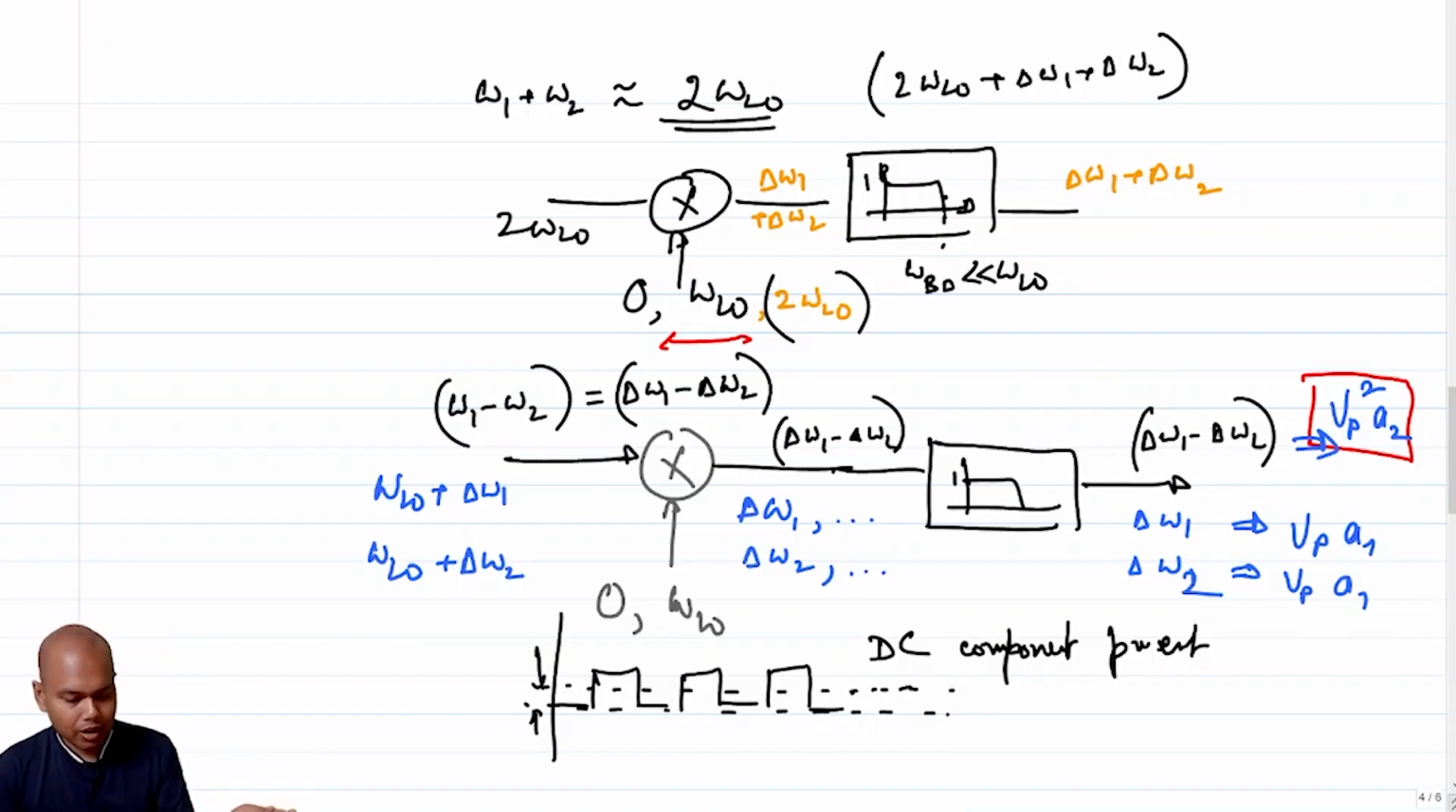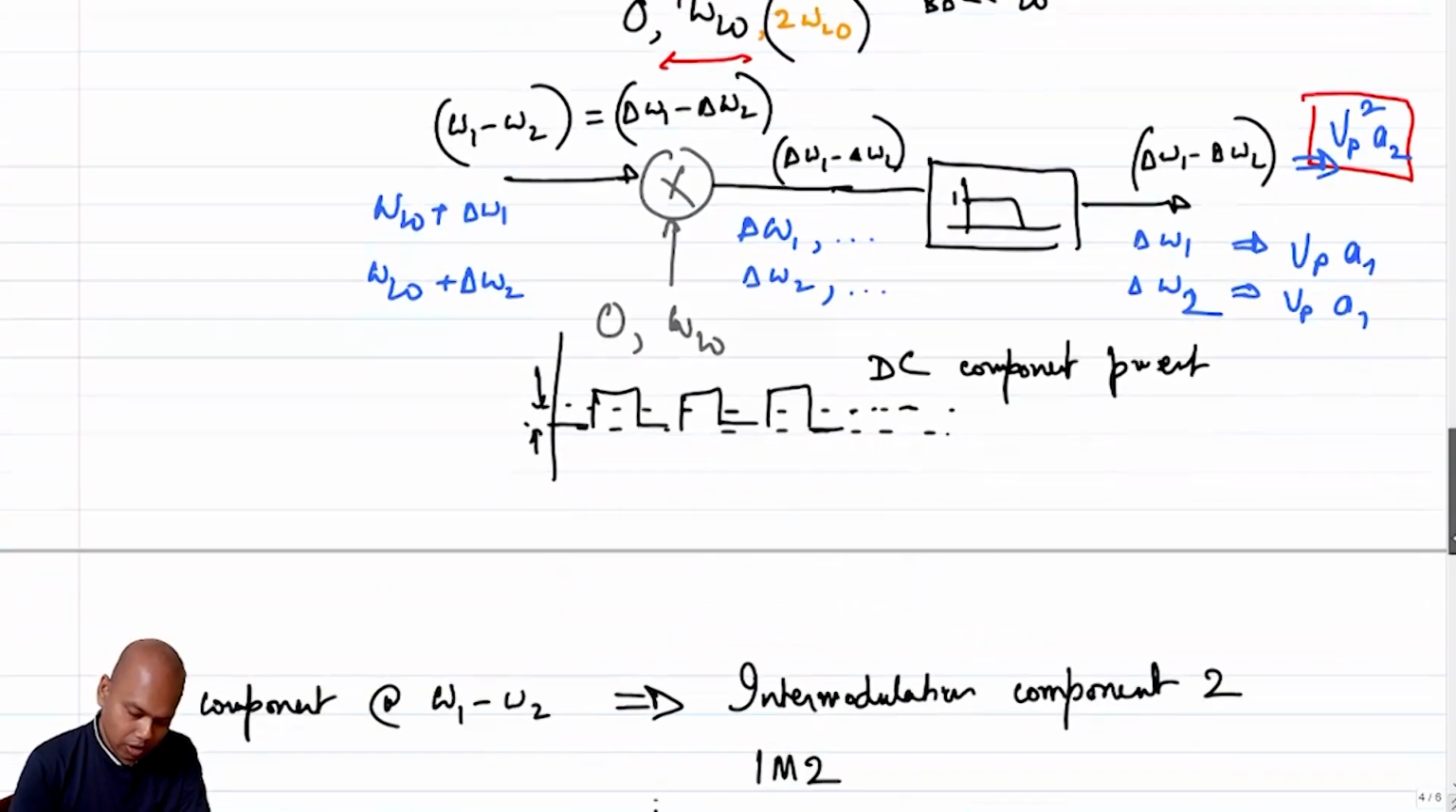So that is why your IIP2 is often characterized not with respect to this component, but with respect to the other component, that is omega 1 minus omega 2, which mixes with the fundamental, with the strength of omega 1 minus omega 2, which mixes with the DC part of the input, right? DC part of the clock.